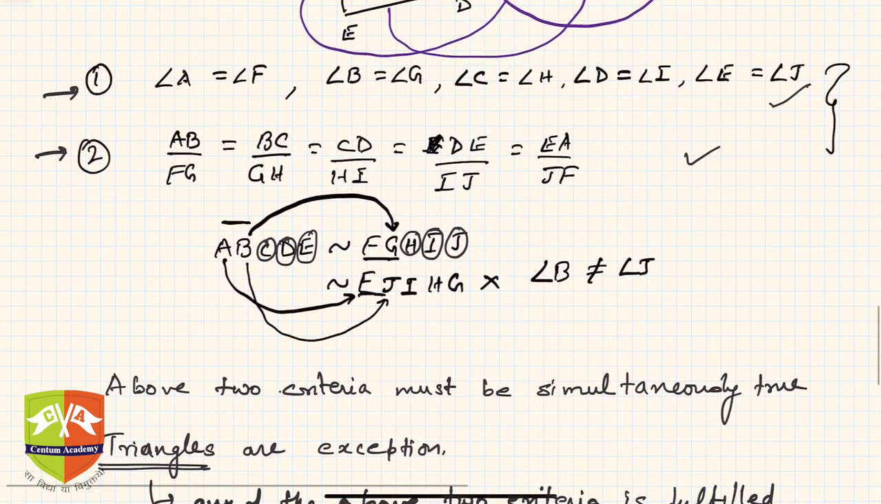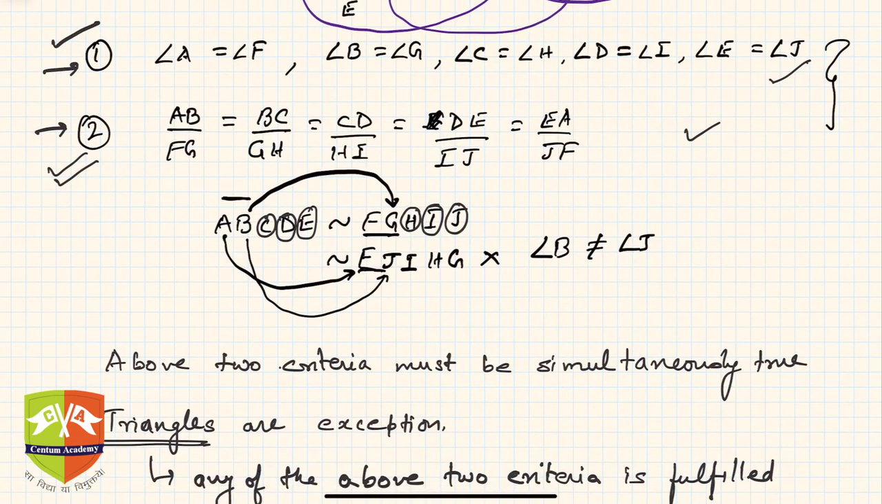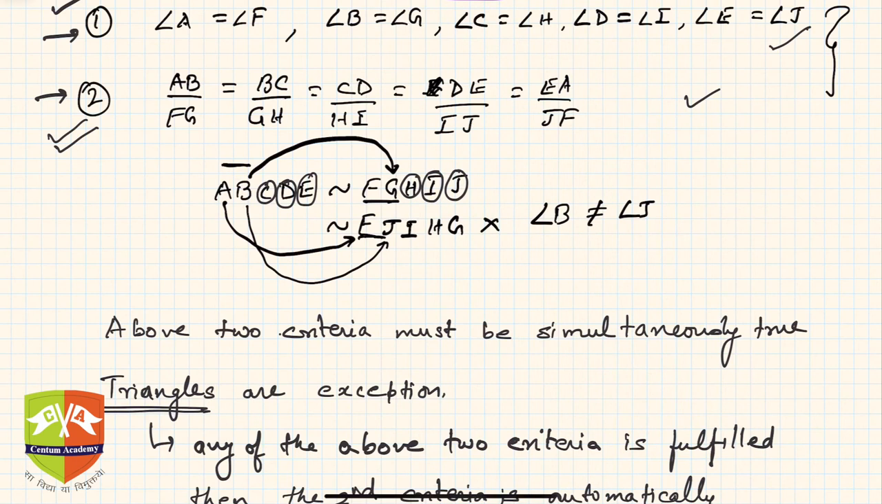If you just prove any one of them, either you establish this or you establish this, the other one is automatically established. This is by virtue of the properties of a triangle, right? So hence, for a triangle, you don't need to prove or establish both the criteria. Once any one is established, the triangles are similar. But for any other polygon, you have to prove or establish both independently, right? Only when both are established can you say the polygons are similar.